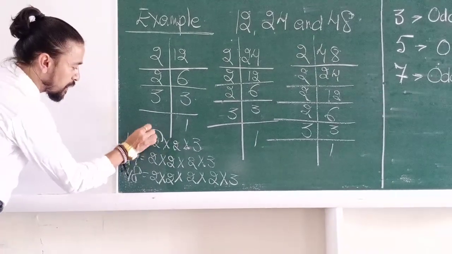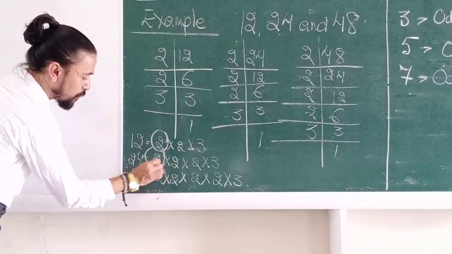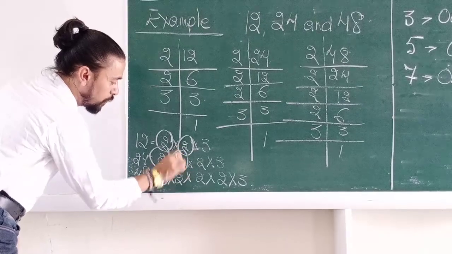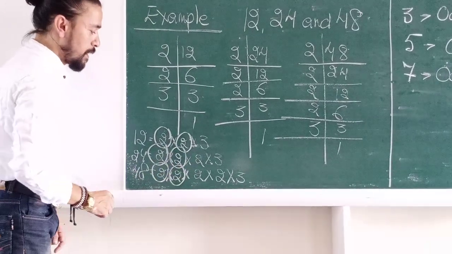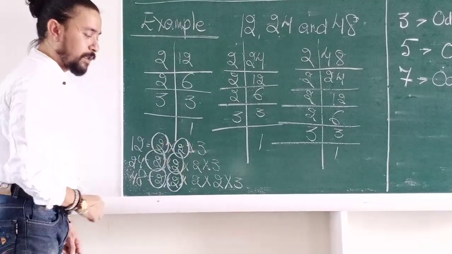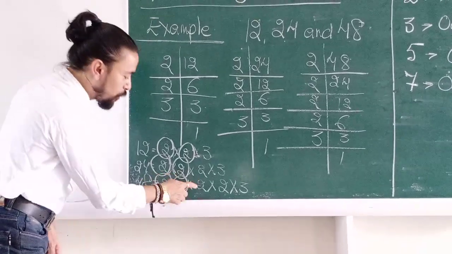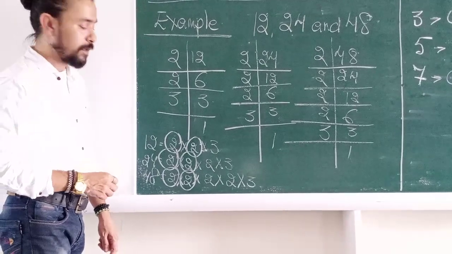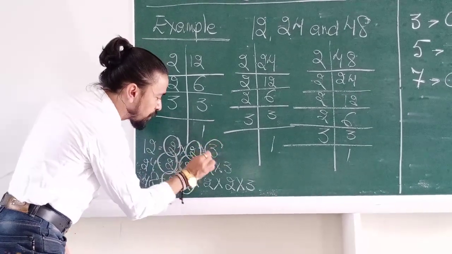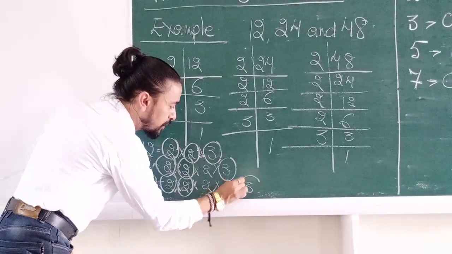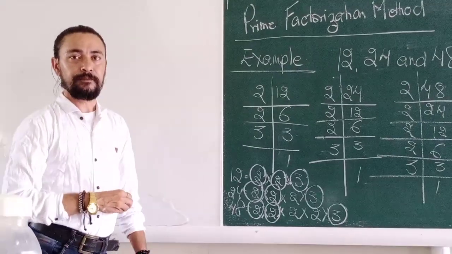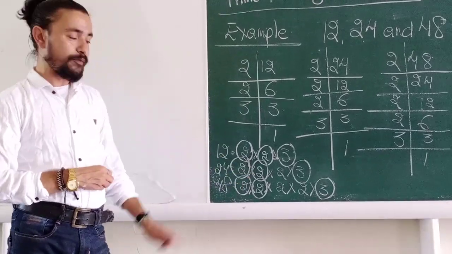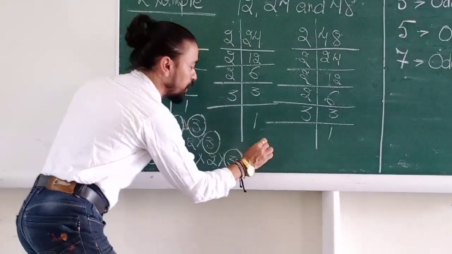So 2 is here, there's 1 2 here, there's 1 2 here, and there's 1 2 here. Again 2 is there, 2 2 2. There's 2 and 2 here, but no 2 here. So I cannot circle these 2. There should be all common in all the 3 numbers. Now next number which is common is 3, 3, 3. And there I get my common numbers for all 3 numbers, and then I write them together.